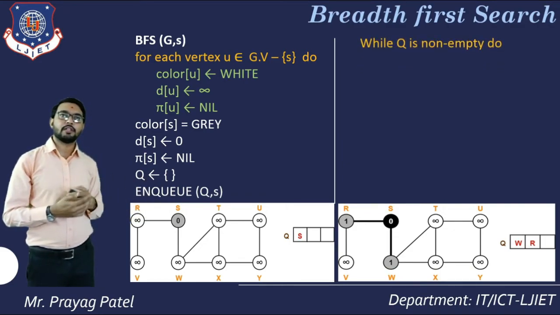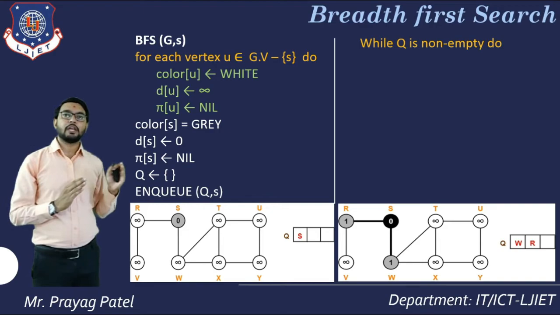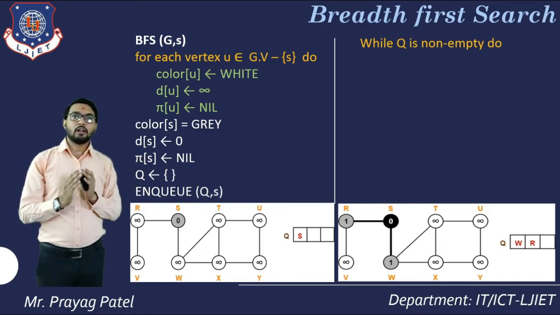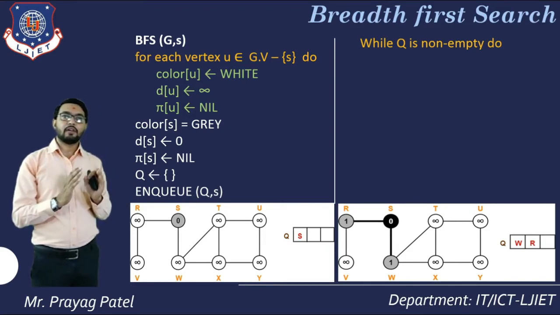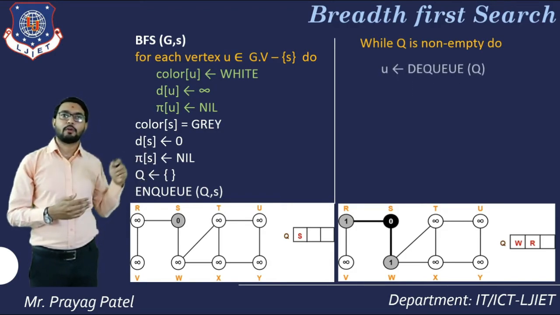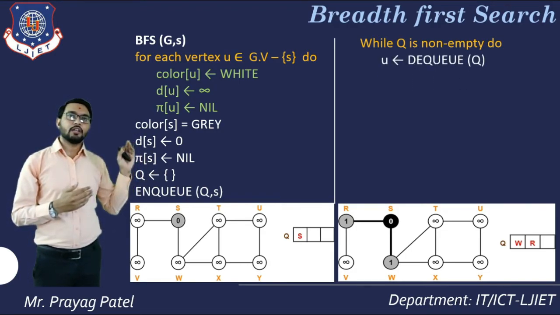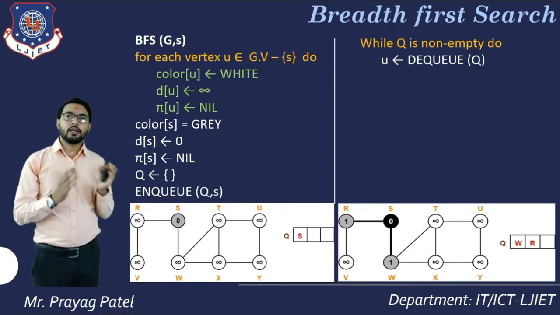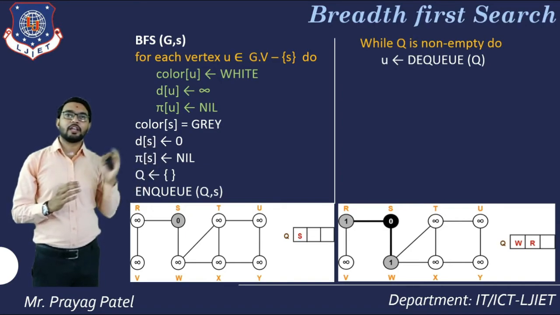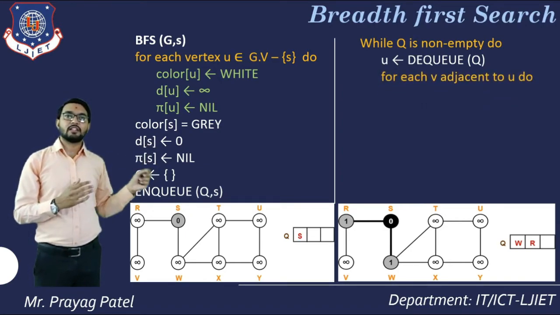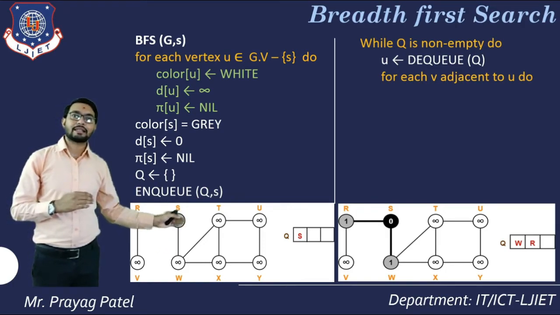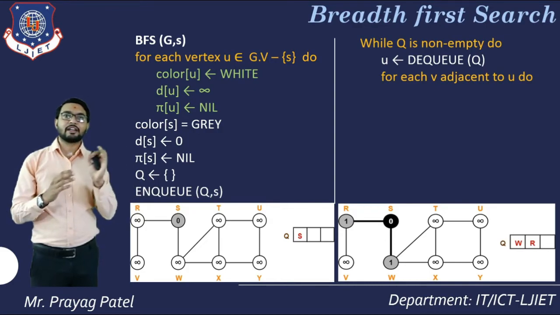We perform some operations while Q is not empty. Please consider this as a continuous algorithm. While Q is not empty, meaning whenever an element is present in Q, we perform this while loop. So here U equal to DEQ Q. DEQ is another function that deletes a node from the Q. So DEQ is the first operation and the removed element from the Q is U. In this case we remove the S element from the Q, so S is U.